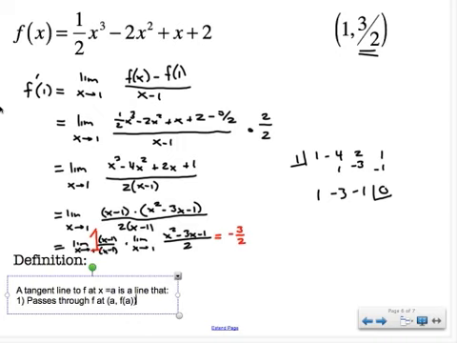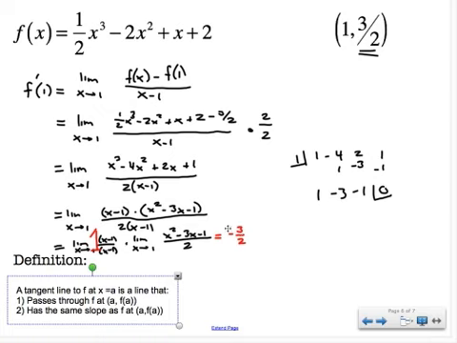So they intersect at the same spot. And the tangent line has the same slope as f at x equals a. So a tangent line goes through a certain point on a curve and has the same slope as the curve at that point. So let's take a look real quick.